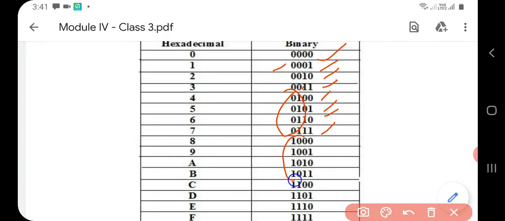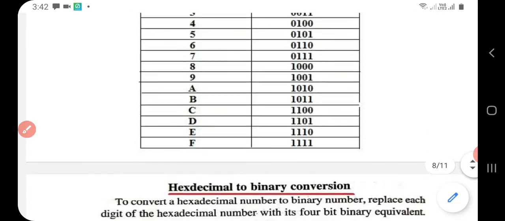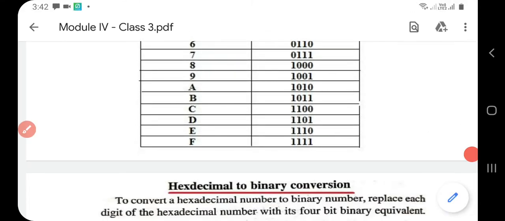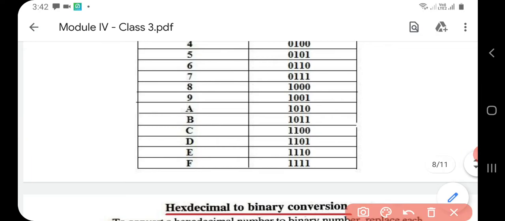So 1 0 will remain the same for the next 4 digits, and the only change will be here, that is 0 0 0 1 1 0 1 1. Then in the last case 1 1 will be kept as such. See, 1 1 will be kept as such. The last change will be 0 0 0 1 1 0 1.